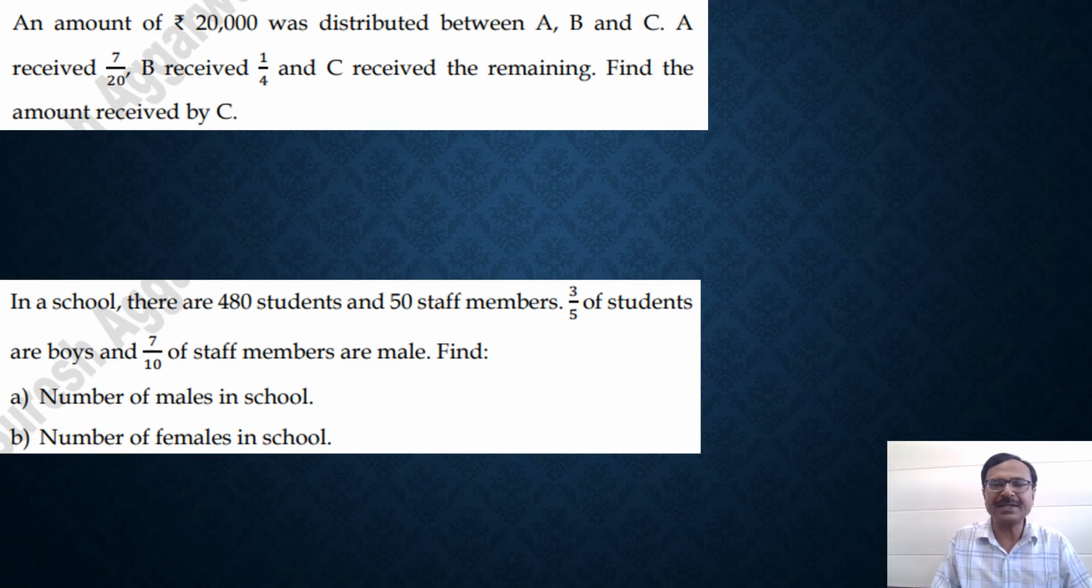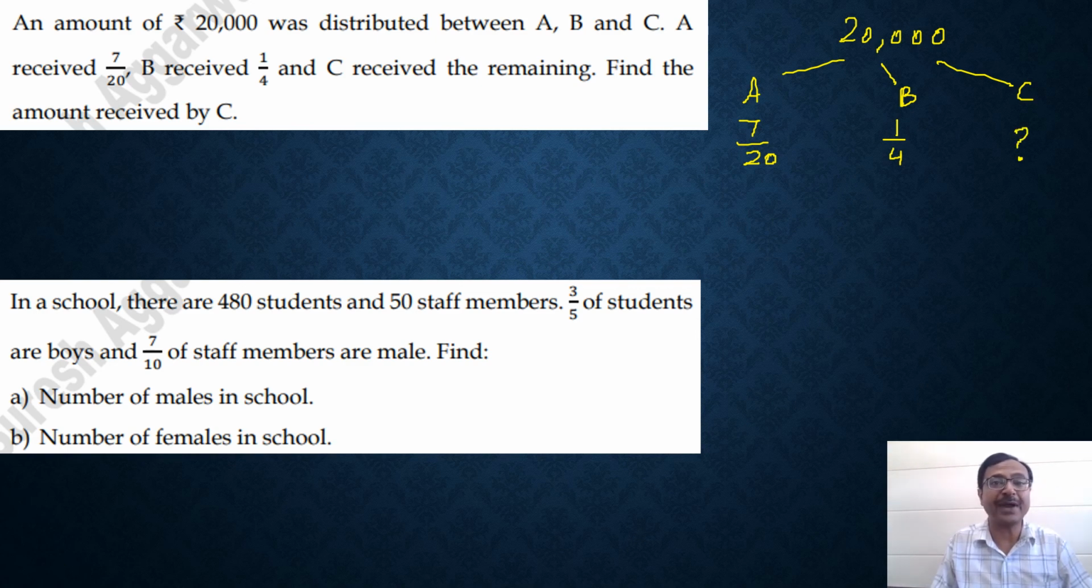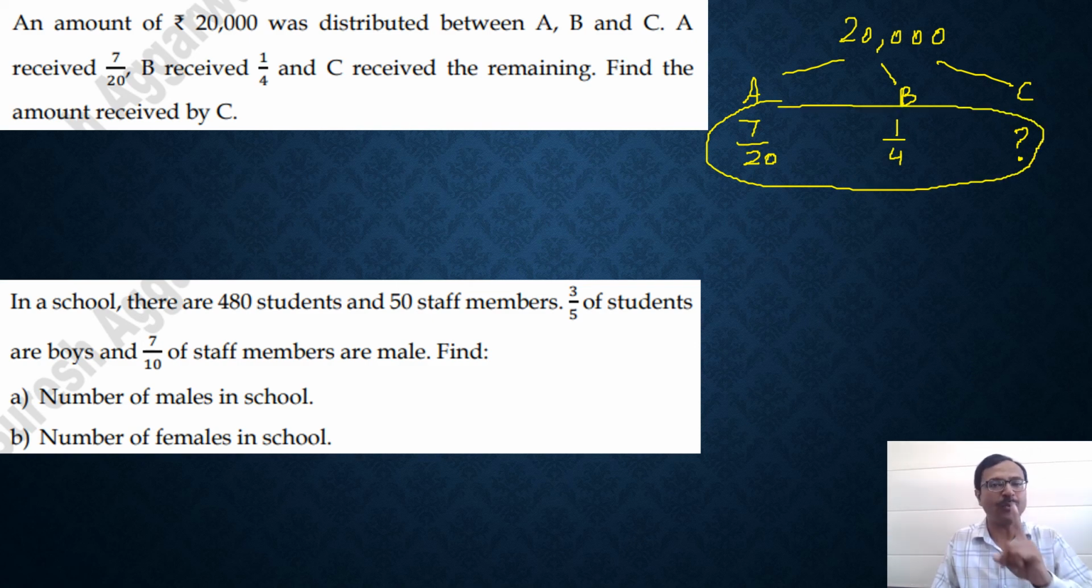There's an amount of 20,000 which is being distributed among three people, A, B and C. A received 7 by 20 of the total amount, B received 1/4 of the total amount, and C received the remaining. Now, first of all, we have to find what fraction of the total amount did C receive, right? So the sum of all the fractions will be 1. That's the first thing to remember, because the entire sum of 20,000 rupees is being distributed. So the three fractions are always going to add up to 1.